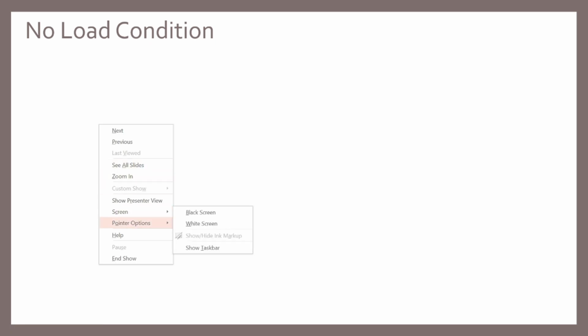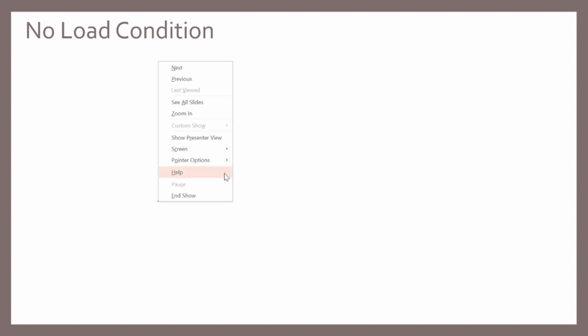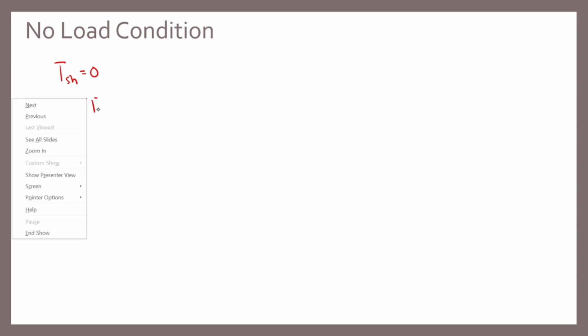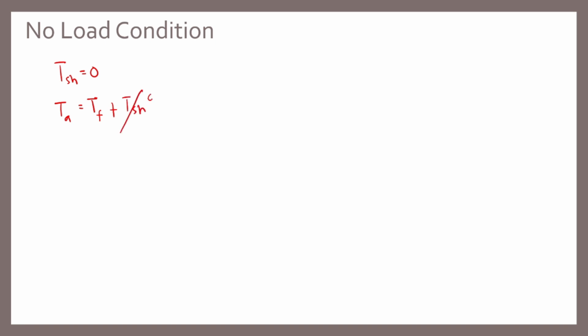Now let's proceed to no load condition. So on no load, the load requirement is absent. Since there is no load, the useful torque TSH is equal to 0. That TSH or the shaft torque is the useful torque. Since there is no load to use, the torque is not used for the load side, so because of no load, TSH is equal to 0. So in our torque equation, TA is equal to TF plus TSH. So the shaft torque or the useful torque is 0. Therefore, your armature torque is just equal to TF or the loss torque.